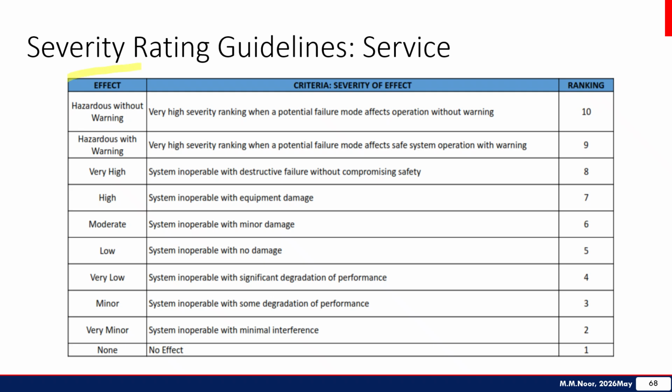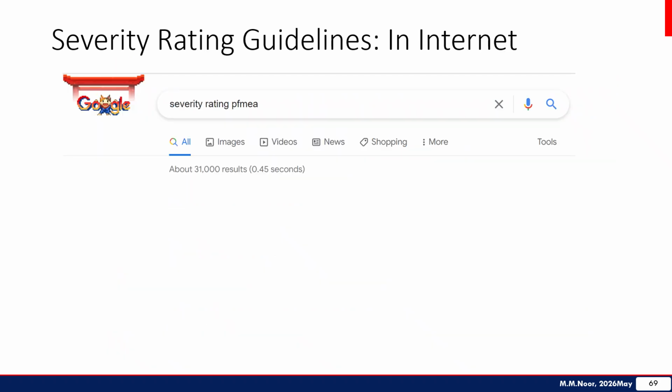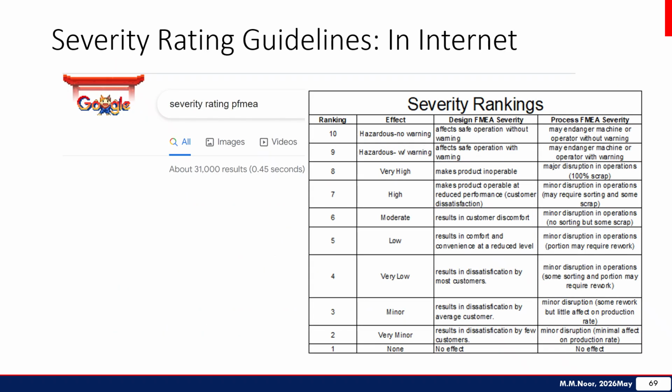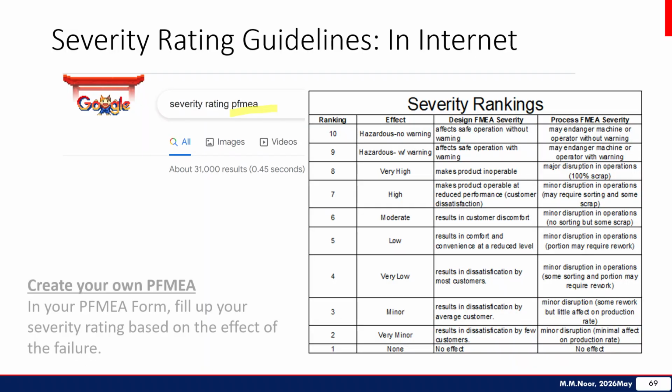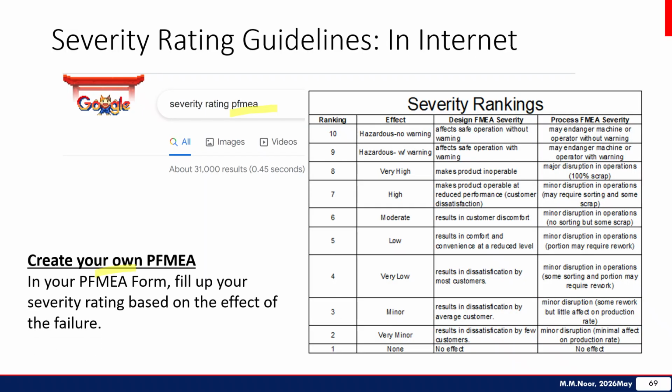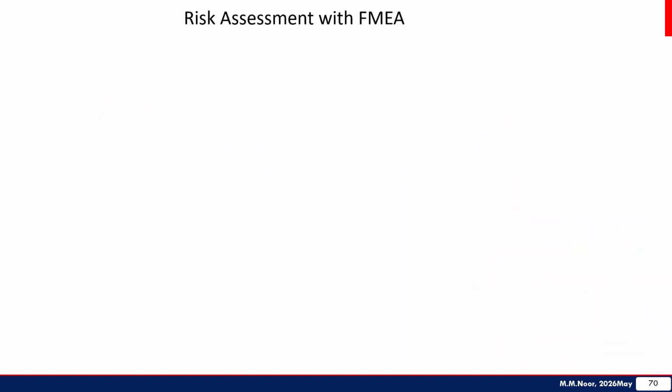Okay, this is the severity rating, an example from minor until the hazard without warning. We have 10. And we can search the internet for examples of this severity rating for process FMEA, and you can get some ideas from others. Don't copy, but you can get some ideas from others. Create our own rating for our own ranking.